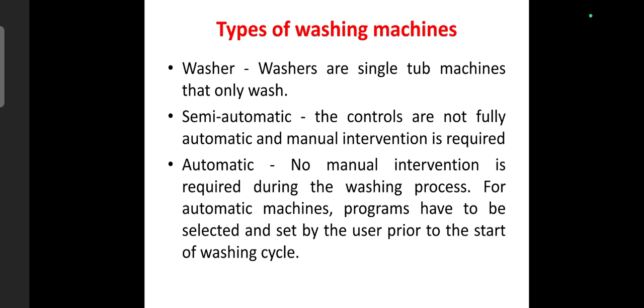The third type is the fully automatic washing machine. These machines perform the entire process automatically, including washing, rinsing, and spinning. The user simply loads the clothes, adds the detergent, selects a washing program, and starts the machine. Fully automatic machines provide greater convenience, better washing quality, and advanced features such as fuzzy logic control, load sensing, and smart connectivity.